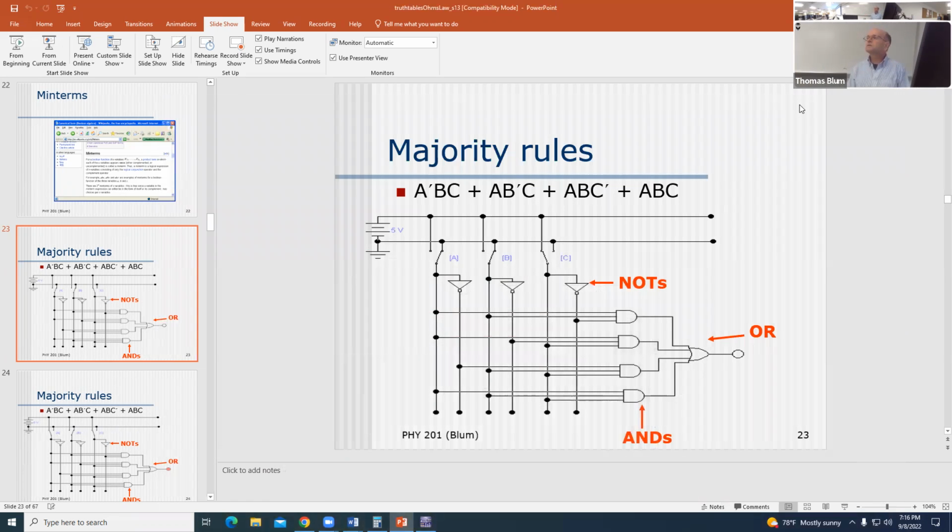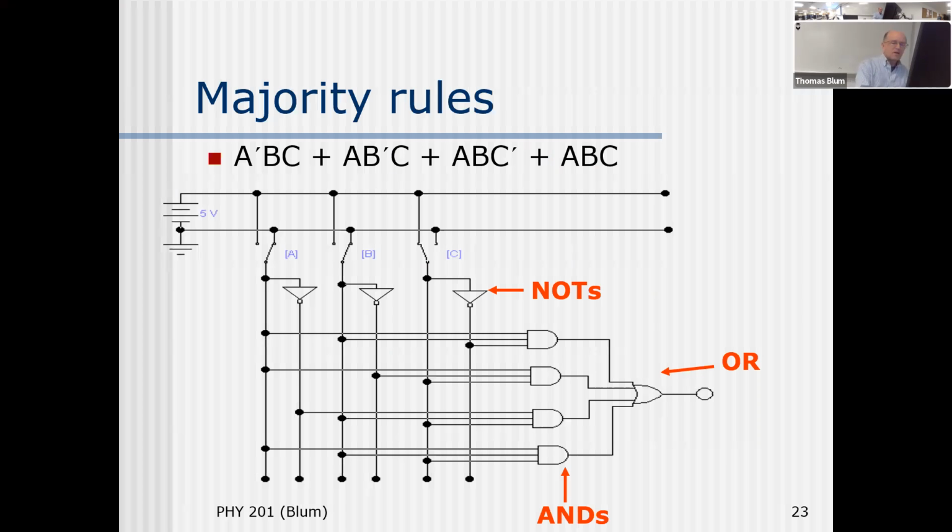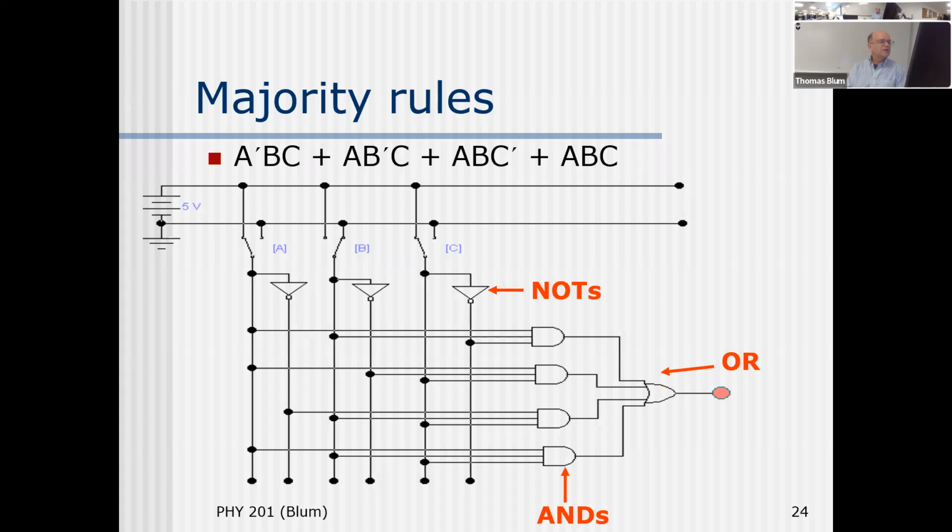Questions, anything? All right. So I switched it so A was high and C was high, but B is low. So that's majority rule. So that should, and there's my probe lighting up.